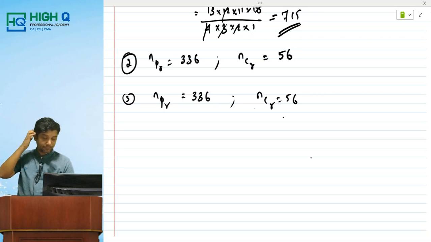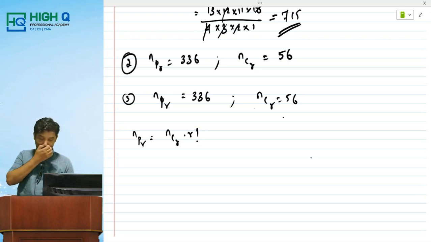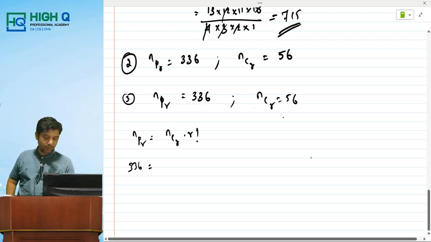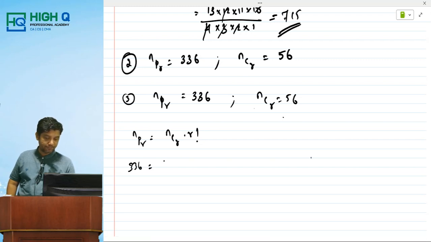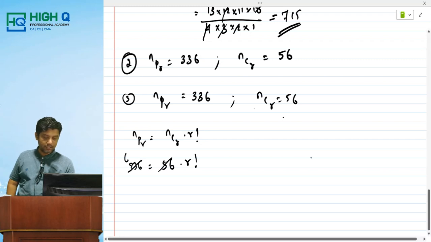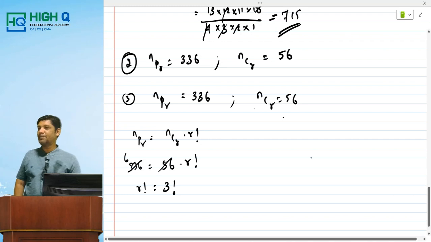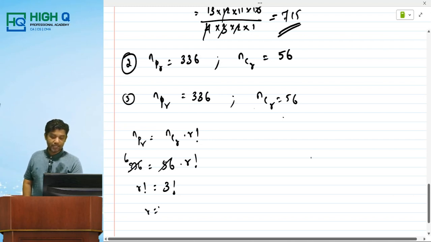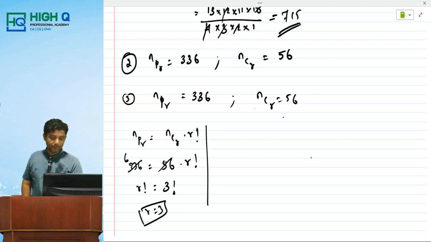Okay, sir, nPr is nCr into r factorial. Am I right, my dear? 336 is equal to 56 times r factorial. Can we say r factorial is 3 factorial, because 6 can be written as 3 factorial? Can we say r equal to 3? Say yes or no?